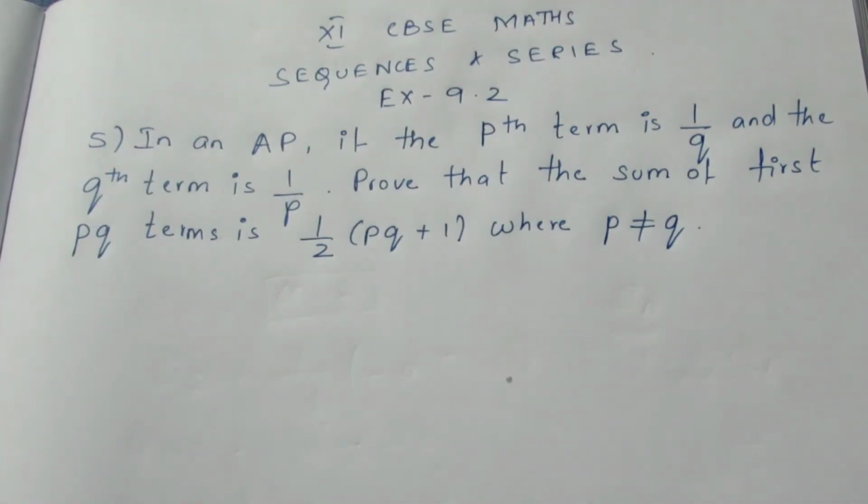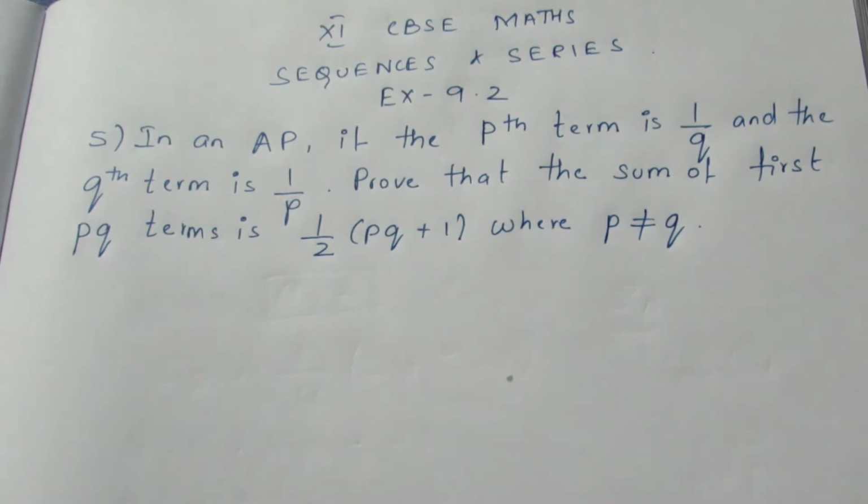Today we are going to see 11 CBSE Maths Sequences and Series exercise 9.2 question number 5. Let's see the question. In an AP, if the pth term is 1 by q and the qth term is 1 by p, prove that the sum of the first pq terms is 1 by 2 into (pq plus 1).